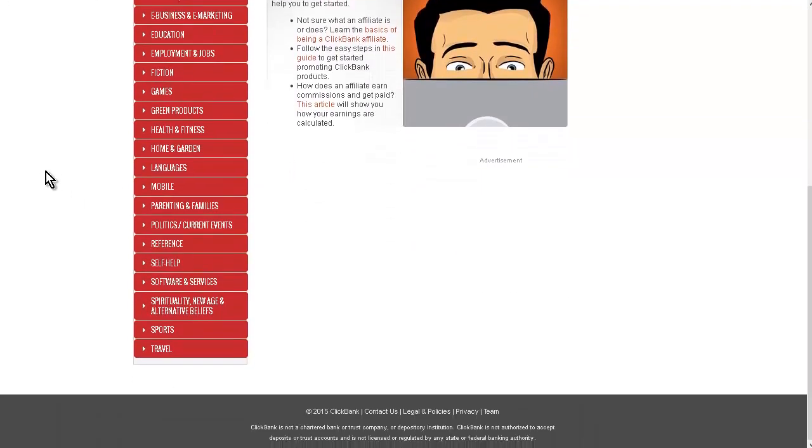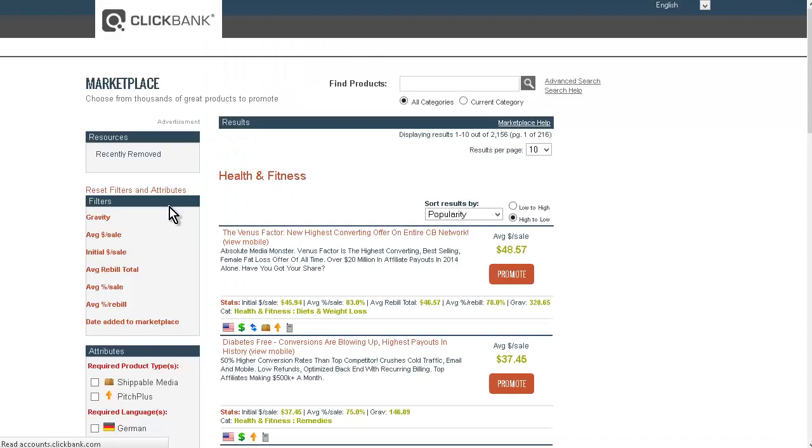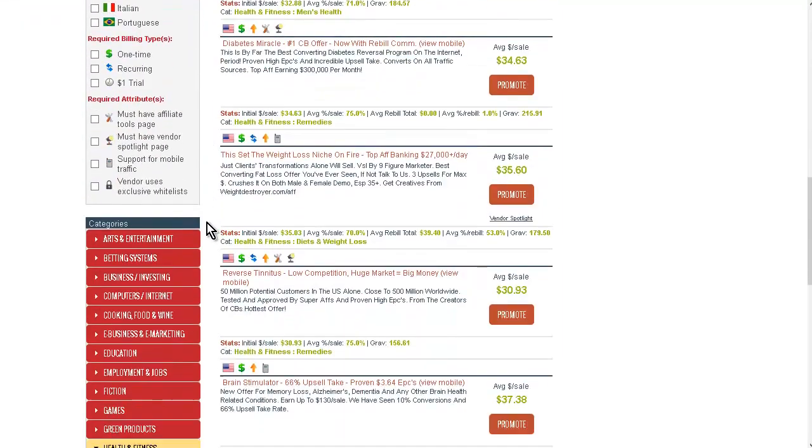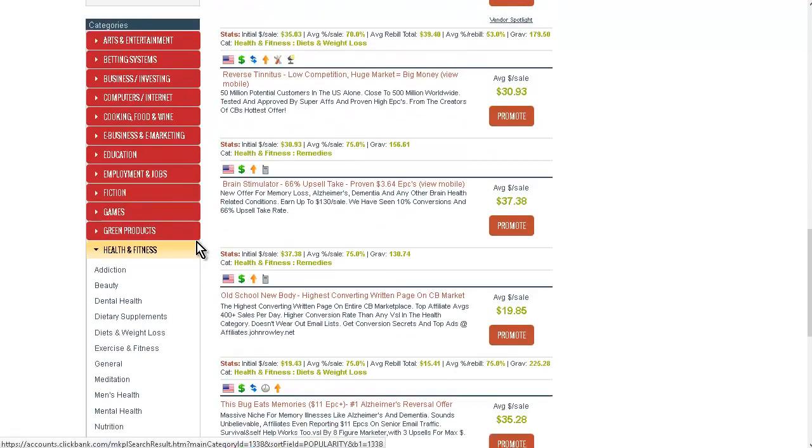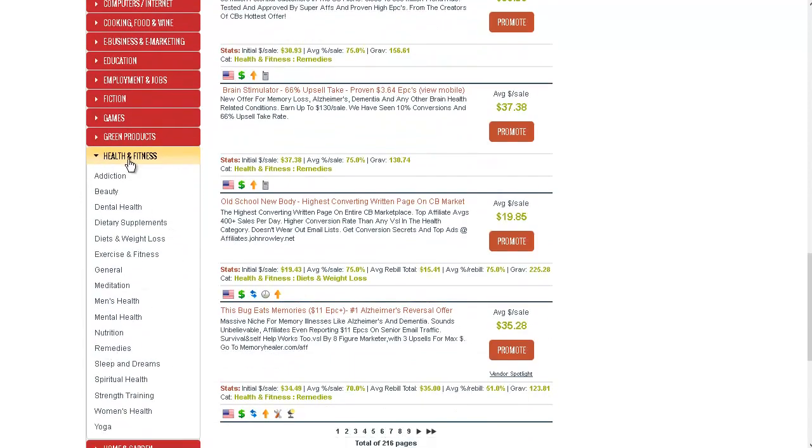So let's just go down here, and we're going to go into health and fitness. And then let's roll down here. And you'll see that we have a number of different things within health and fitness. So health and fitness could be a greater market, but we're targeting weight loss. So we have diet and weight loss. And then down here, you'll see we have women's health. So it could fit into either of those. Now, I'm not going to narrow this down any further than where I am right now.